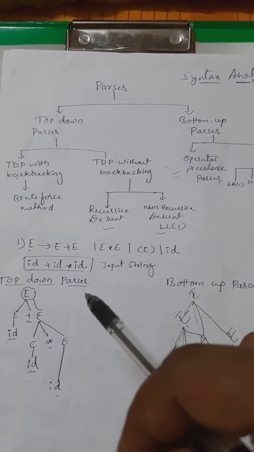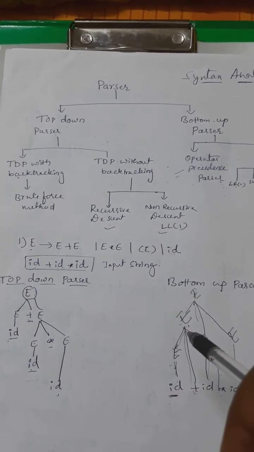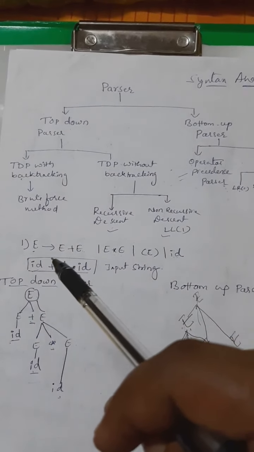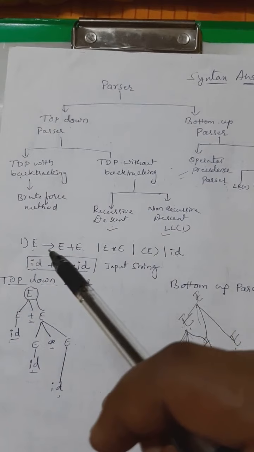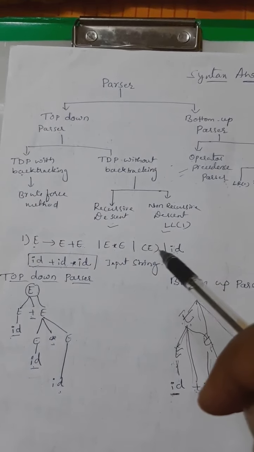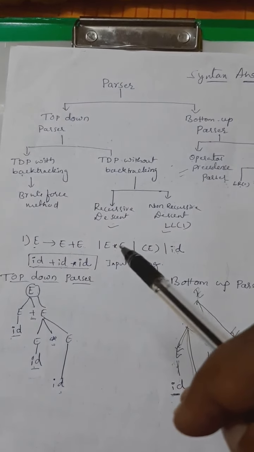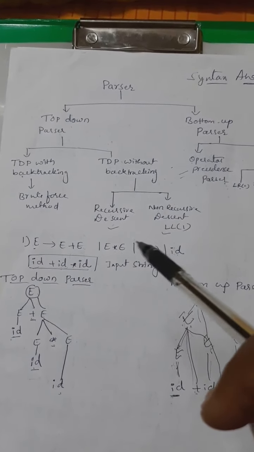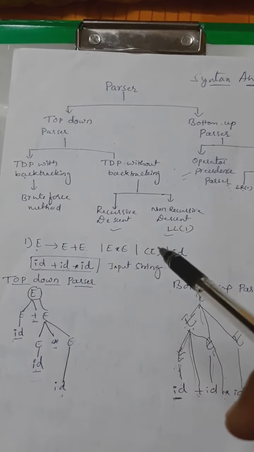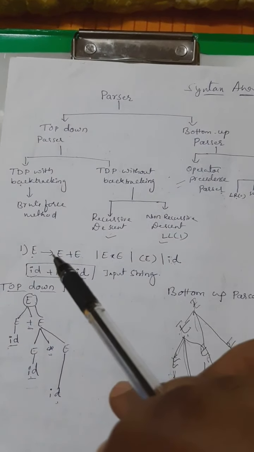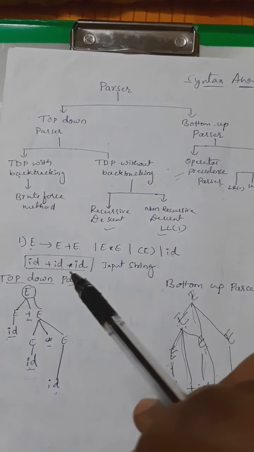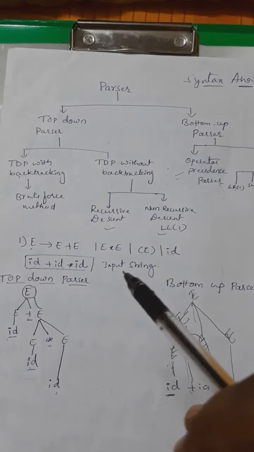So let us take one example and try to construct a parse tree for both the methods. Here I have taken one grammar: E produces E plus E, E into E, bracket E, and ID. So E can be substituted by any one of these options. Based on the input string, you are going to select the option for the grammar symbol E. And the input given here is ID plus ID into ID.